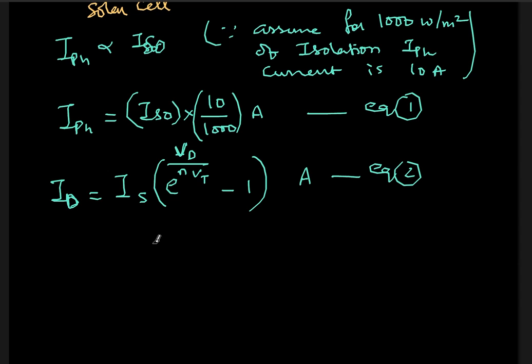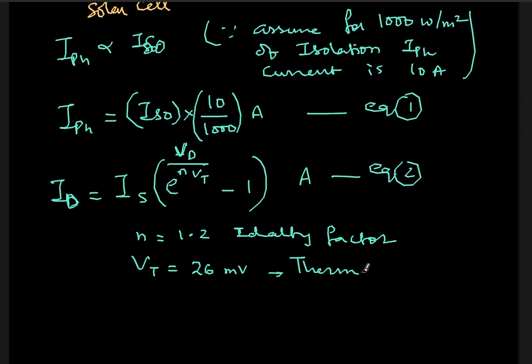Let me explain the terms here. n is typically 1.2, which is the ideality factor. And Vt is 26 millivolts, the thermal voltage of a diode. Again, don't worry about the technicalities of this. The point of this course now is not to explain the solar cell. The point is to explain an equation in which we require the Newton-Raphson method.